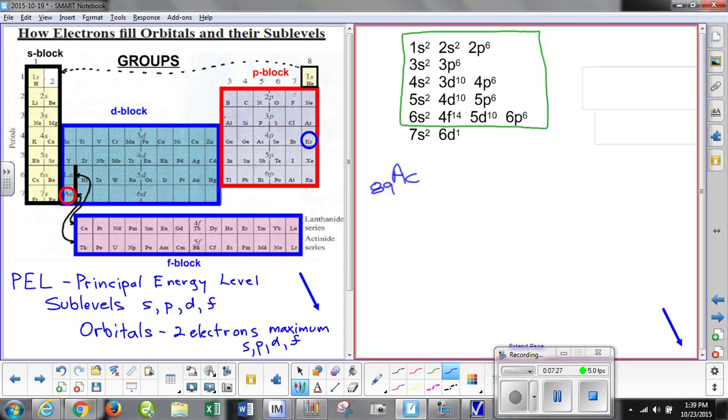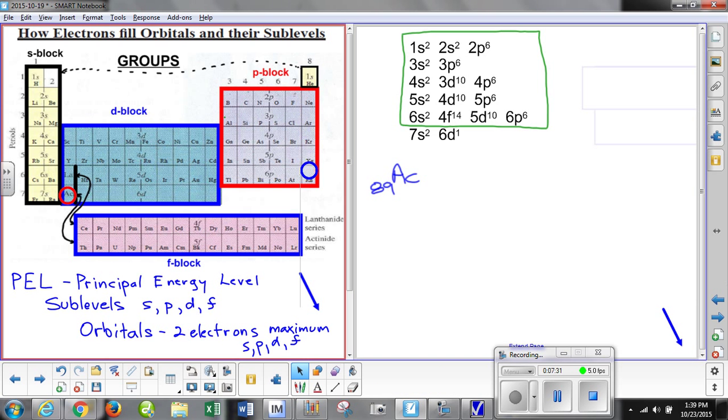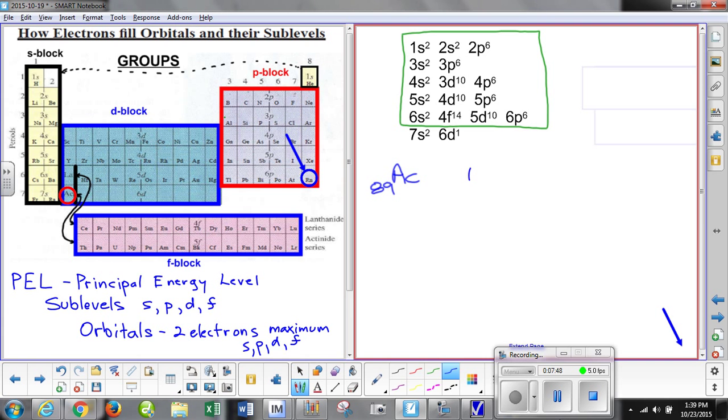Now, how do we get rid of all these? Watch this. We go up one row. Okay, so we've gone up a row from where actinium is. We go up a row and all the way to the end, and we have radon. And that is the magic dude. Radon is the magic that lets us leave out all of this.